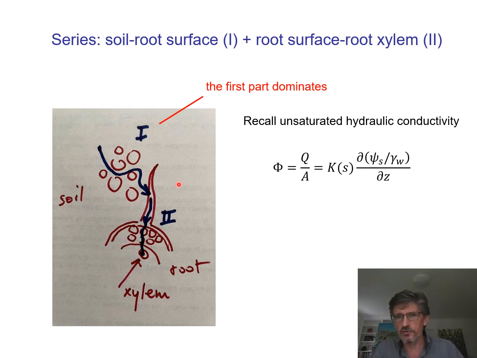So go back to the soil chapter and recall the unsaturated hydraulic conductivity, where we wrote that the flux, which is the discharge over area, remember the generalization that Buckingham did of Darcy's law for unsaturated soil, is simply proportional to an unsaturated hydraulic conductivity, K, function of relative soil moisture, s, a strongly nonlinear function that depends on soil type, times the gradient, here just the vertical direction, but it's in the direction of the flux, of the soil water potential. Soil water potential divided by the specific weight, because the original formula has hydraulic head, hydrostatic head.